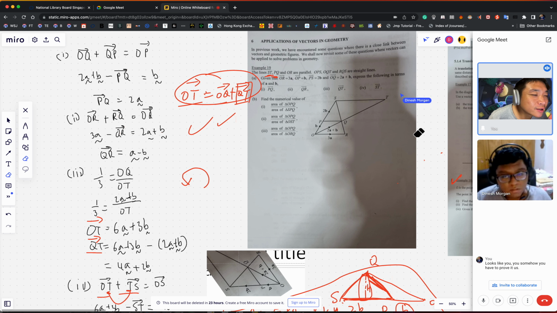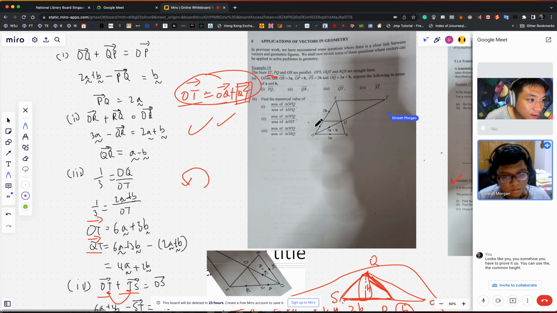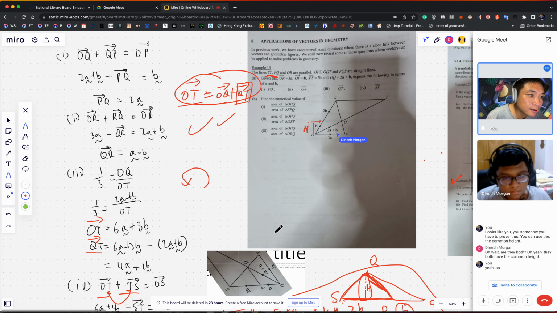You can use the common height. Oh wait, are they both? Oh yeah, they both have the common height. So you can use the common height technique.